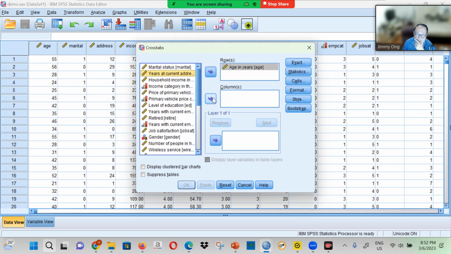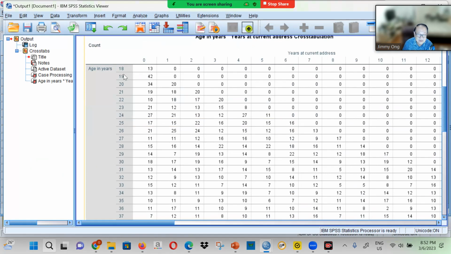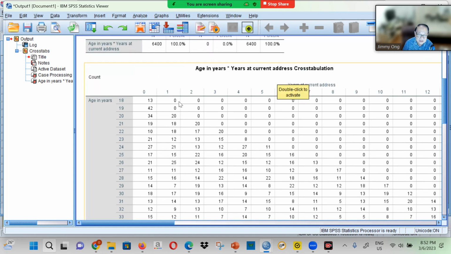Cross tab you need two. You need two to cross tab. Okay. So you have cross tab, right? Tabulate this age against this year. This is called a cross tab. Right? Cross tab sometimes is very, very important. Right? It's a little bit different from the so-called correlation. Right, correlation a bit different.